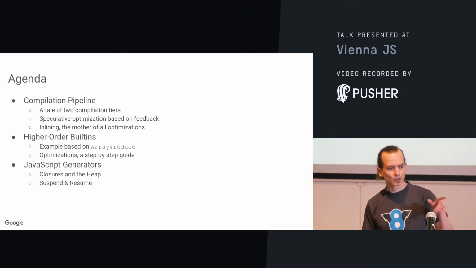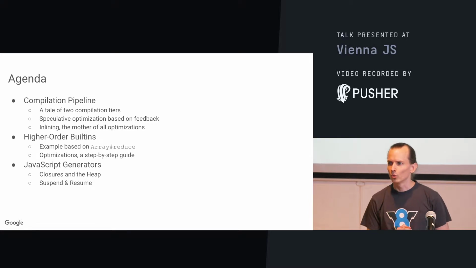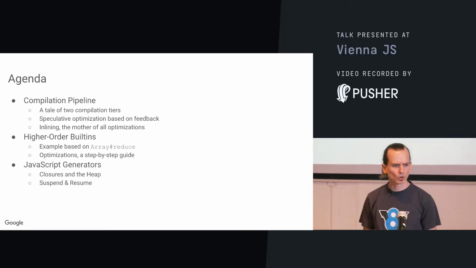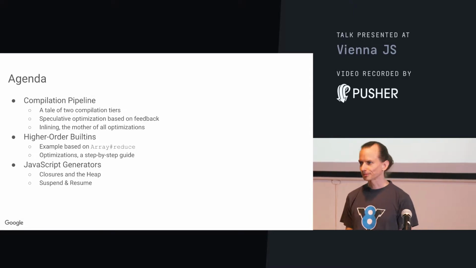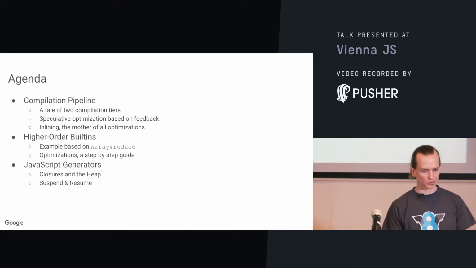And then in the second half, we'll look at 2 examples. First one is the inlining of higher order built-ins that we do. And the second one is JavaScript generators. So that will keep us busy for a while.